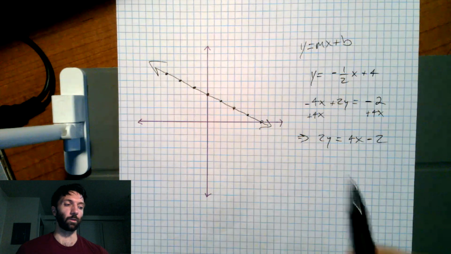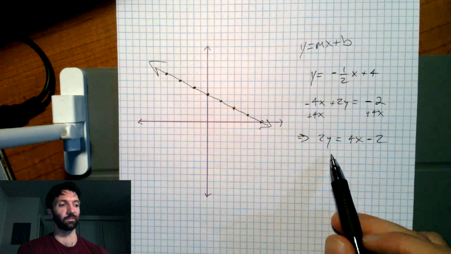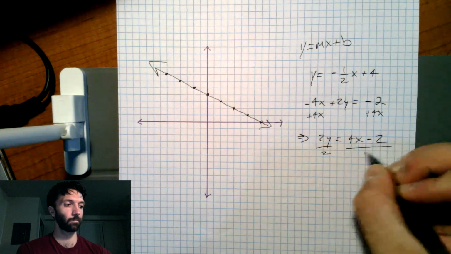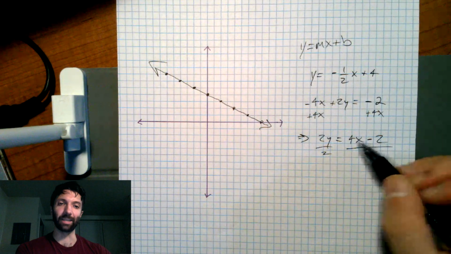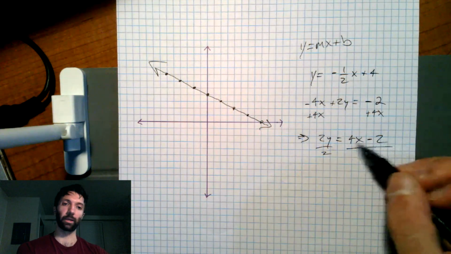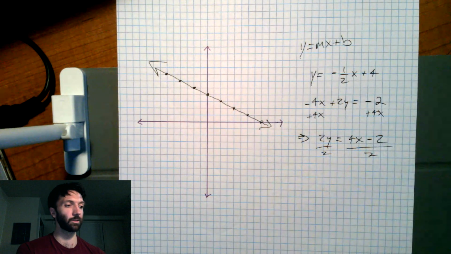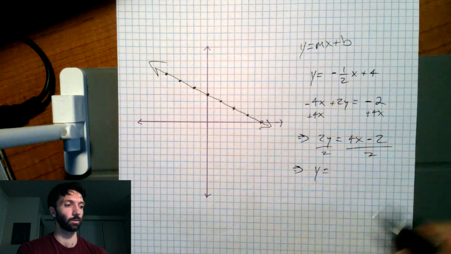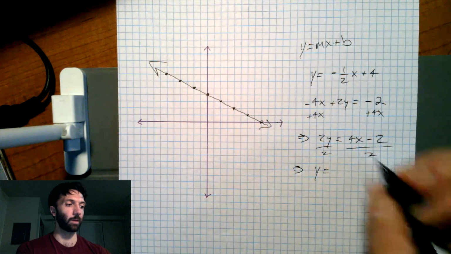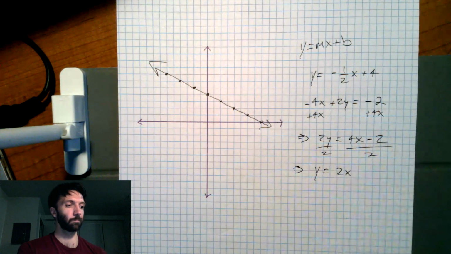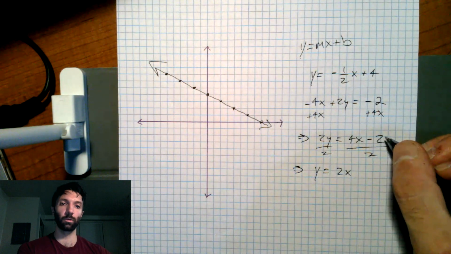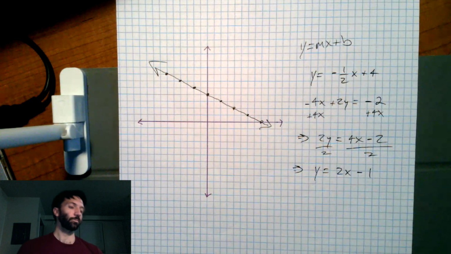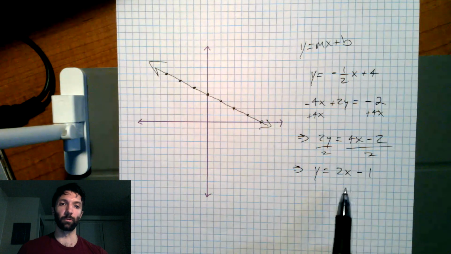And then, again, the goal is to get y by itself here, so I'll divide both sides by 2. And remember, you have to divide the entire side by 2. You can't just pick and choose which term you want to divide by 2. And so I'm left with y equals 4x divided by 2 is 2x. And then -2 divided by 2 is -1. And so now I'm in slope-intercept form.